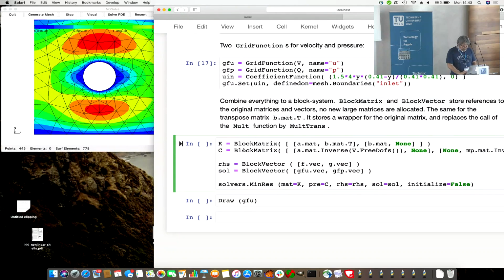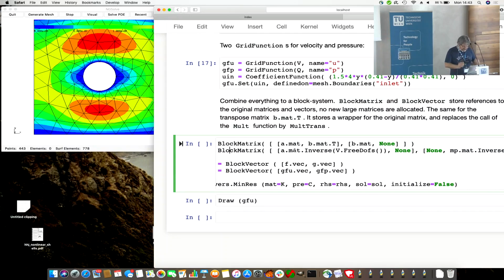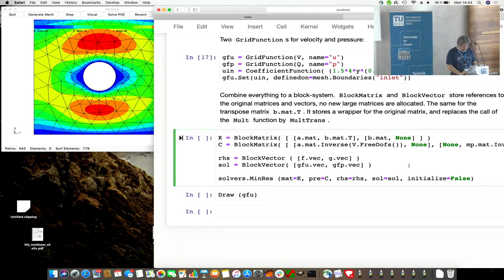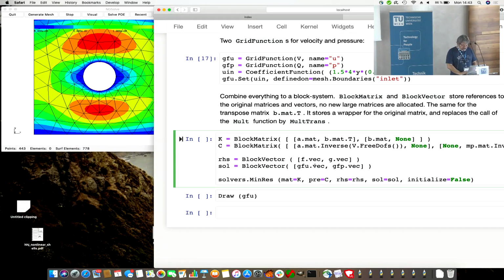For the preconditioner, we build also a block matrix where we take, in the simplest case, just the inverse of the A matrix. We could use an H1 preconditioner here, a block diagonal preconditioner, the inverse of the mass matrix for the preconditioner for the second part. This wraps the vectors from the right-hand side into a block vector, so the vectors are kept in memory. The block vector just points to the two vectors. The same for the solution.